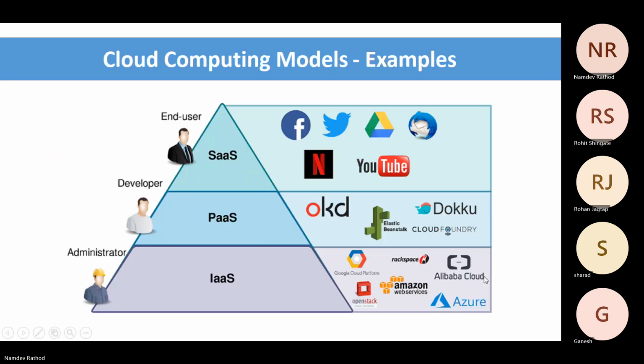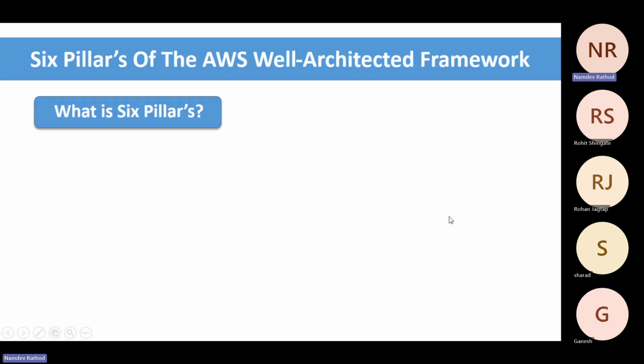Okay, so these are some examples for the cloud computing models. You can see in infrastructure as a service, these are the providers: Azure, Amazon, OpenStack, Alibaba Cloud, Rackspace, and the others. Platform as a service: your Elastic Beanstalk, Docku. And software as a service: YouTube, Netflix or others, a mail server, your Google Drive or something, and your Twitter as well. So these are some examples.